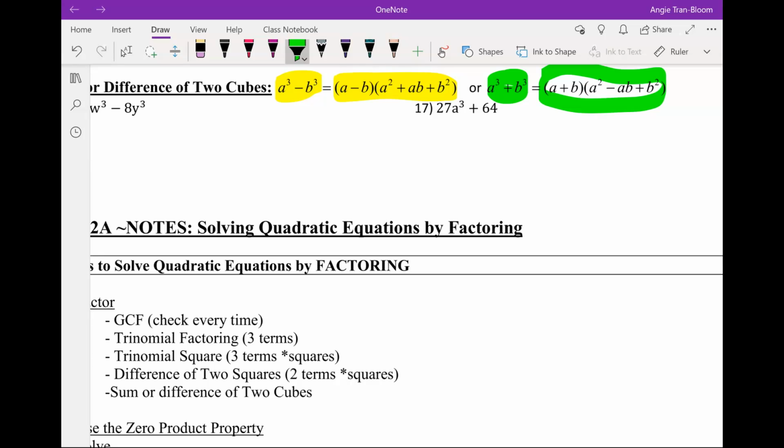Yep, okay. So if you have A cubed minus B cubed, the first factor, minus or plus? Minus. This one is plus, and this one is plus. If you have A cubed plus B cubed, the first factor is plus. But this is then minus. So what happened to these two signs always? They are opposite each other.